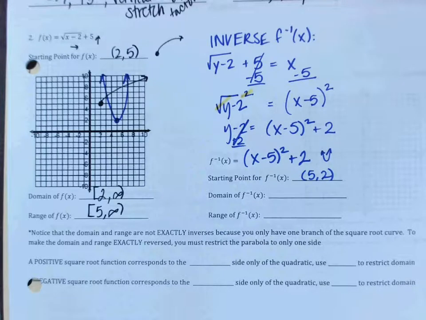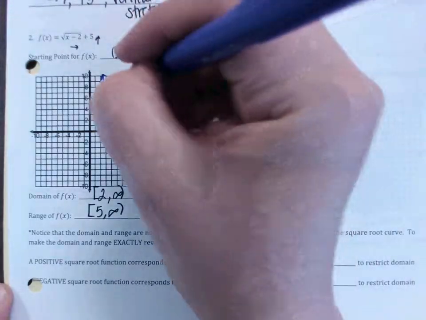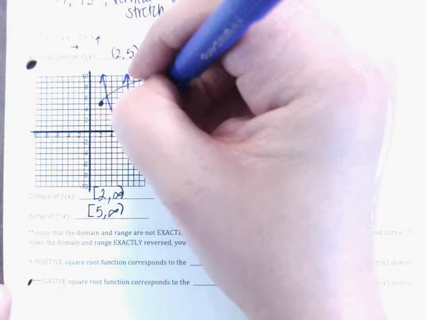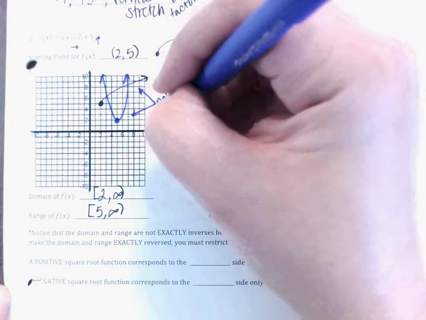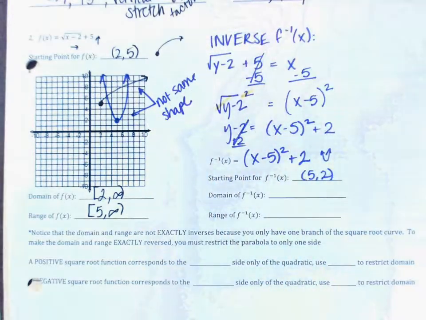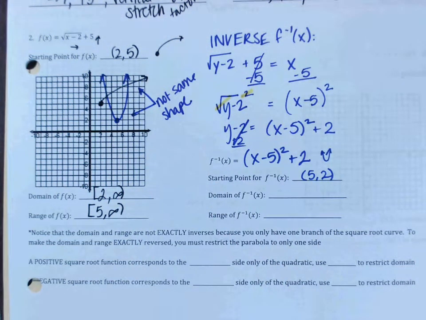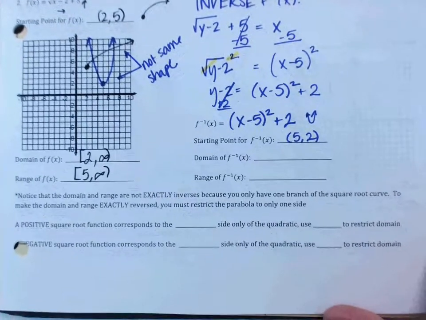And my graph, you should remember from yesterday, is all messed up. Yesterday, both of them were u's. One of the u's opened up or down, the other u opened to the side. Okay, so this is a problem. These are not the same shape like they were yesterday. Yesterday, they were both u's. That was perfect. But now, one of them is a u, and one of them is only half of a u.